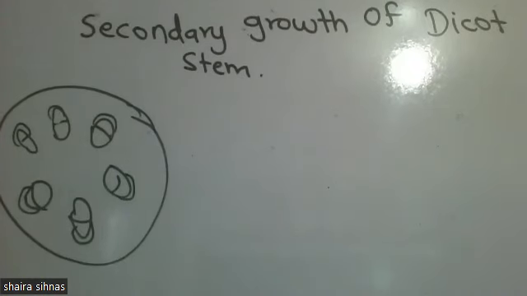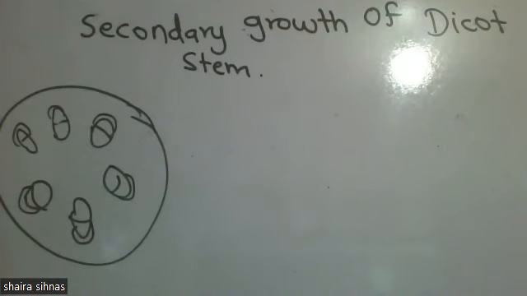So in the previous video, we learned the anatomy of the dicot stem, where we observed the primary structure of a dicot stem. I hope you are clear with the structures, right? Now we are going to learn about the secondary growth of the dicot stem. So what do you mean by secondary growth?